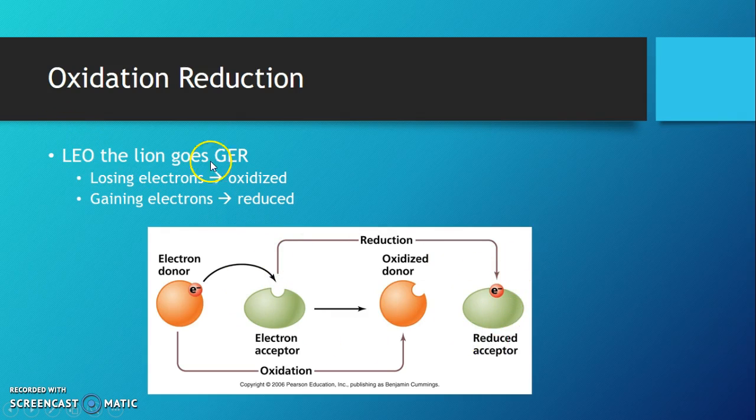The easy mnemonic to remember this is Leo the lion goes GER. So if you're losing electrons, like this orange molecule, that means you're oxidized. And if you're gaining electrons, you're being reduced.